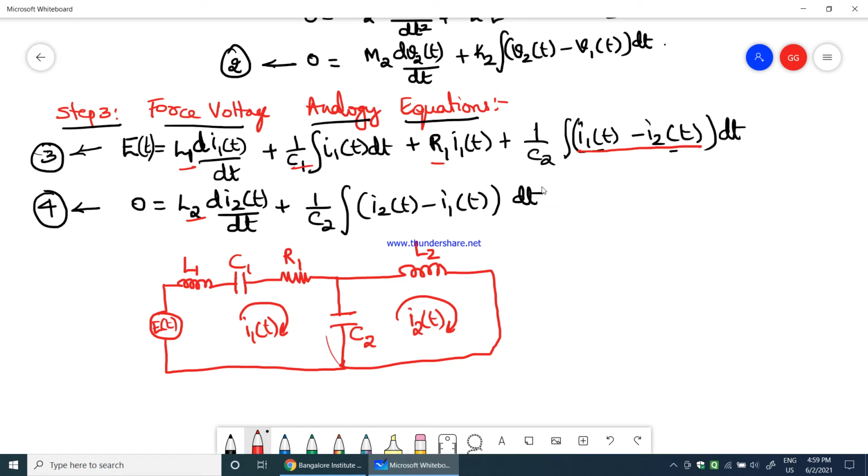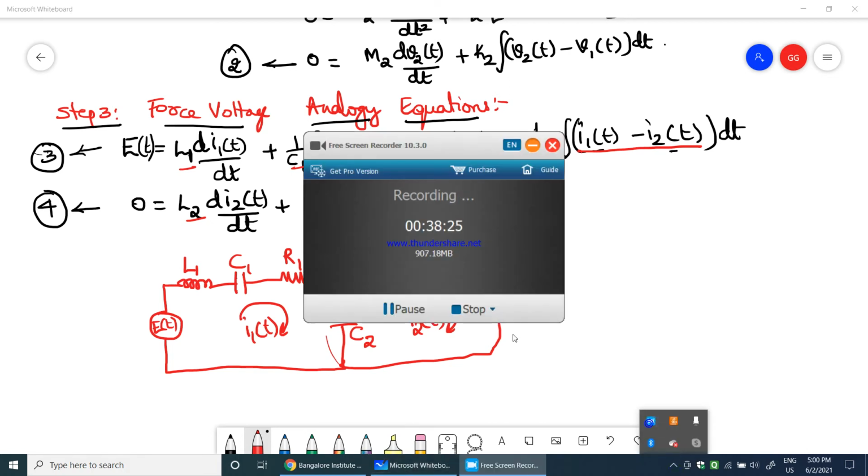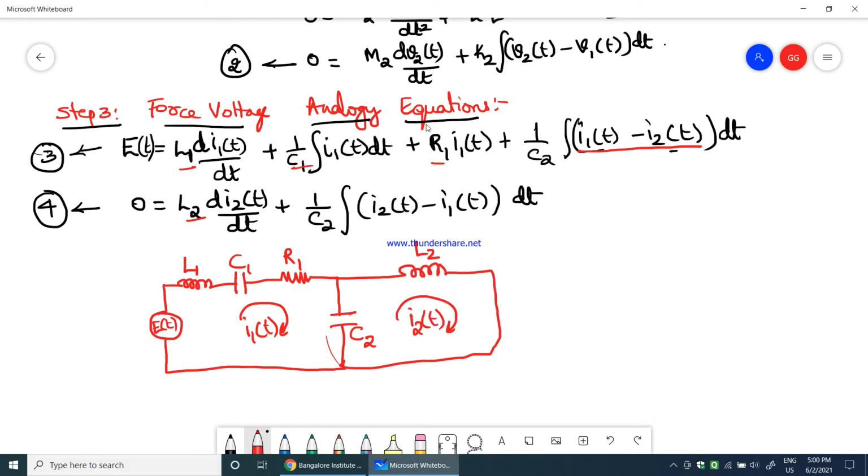So anything you need to add for only one current will come in the same loop. Components should be connected in the same loop. That is what we normally write for the force voltage analogous network. And this circuit, whatever you have written, is the force voltage analogous network. I think now you have realized how to write the analogous network with these equations which I have written.